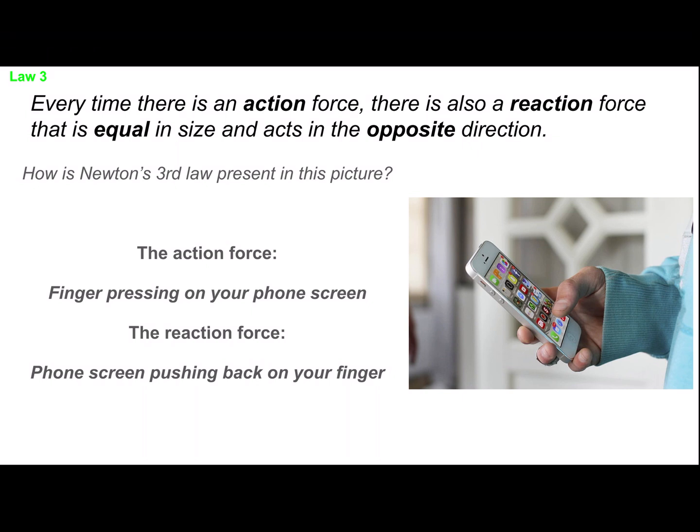All right, so the action force would be your finger pressing on your phone screen. And the reaction force is actually just the phone screen pushing back on your finger. It seems kind of odd, but there has to be a force pushing back from the phone. Otherwise, your finger would go straight through your phone. Just like your finger could go flying through the air, like when you're going to give somebody a high five. There's something stopping your finger from going through your phone. Therefore, there has to be a force being applied by your phone on your finger.